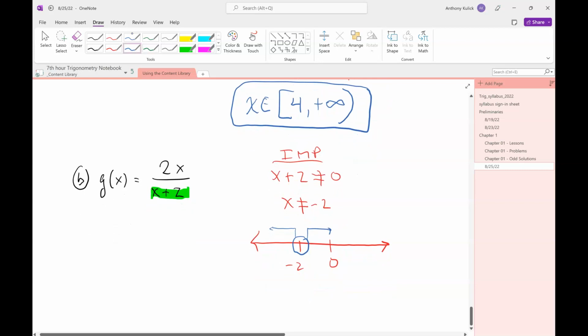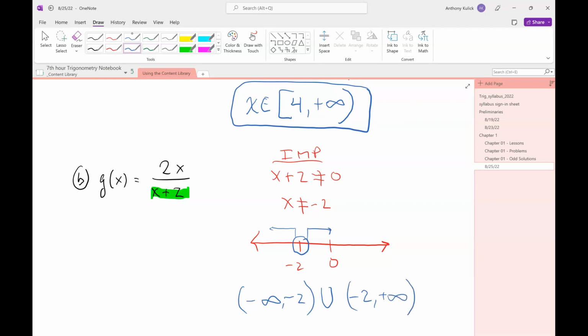So how would I write this? Who can tell me? Negative infinity. -2. Great. Anything else? Okay. Parentheses on both, you say? Okay. Anything else? The U. Very good. Keep going. Very good. Yep. Excellent. Perfect. So that's your interval.